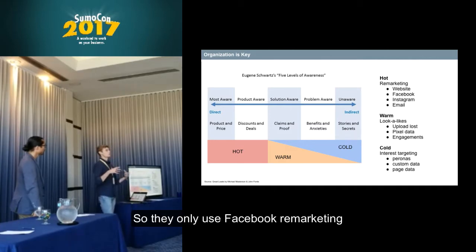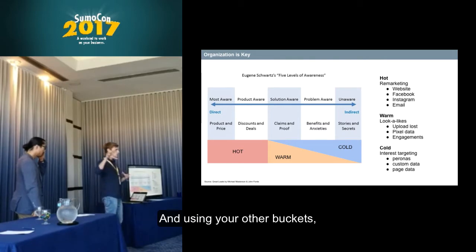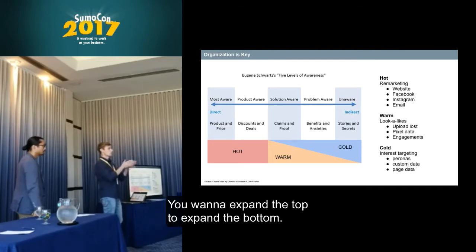So being able to use Facebook remarketing is another great way to get lower CPAs, and using your other buckets, which I'm going to go through in a second, to attract people into those audiences. It's kind of like a funnel. You want to expand the top to expand the bottom.